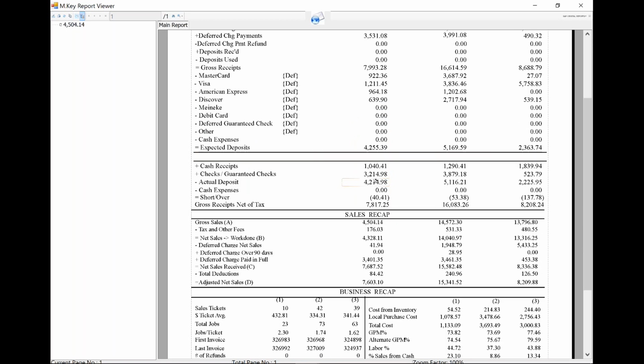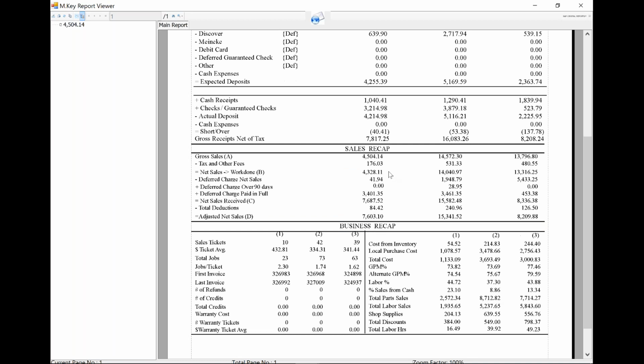Here is how we count the money in sales recap, and typically everybody refers to net sales work done, but underneath this line is where we get our calculations for what we're charging in fees. So deferred charge net sales, we don't actually charge fees on that until 90 days or you've received payment. So that's why it says deferred charge over 90 days. Deferred charge paid in full, so anytime you receive a check and you record the payment, then that falls into this line, and net sales received is here.